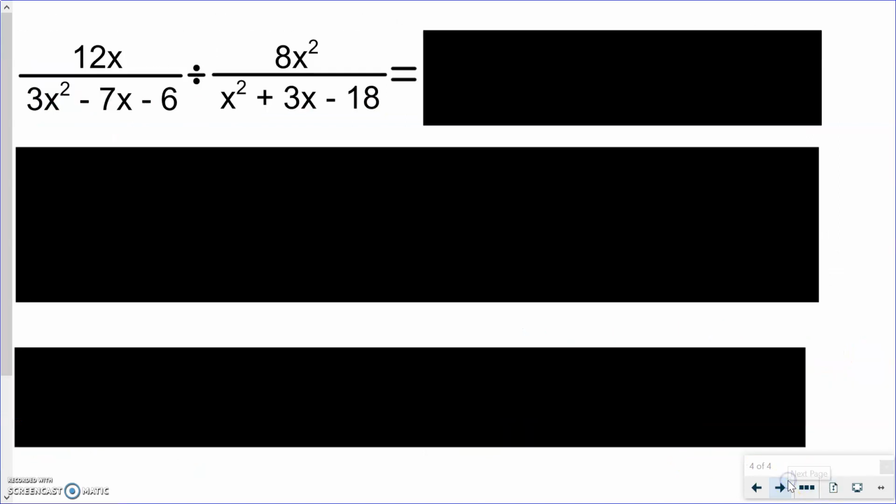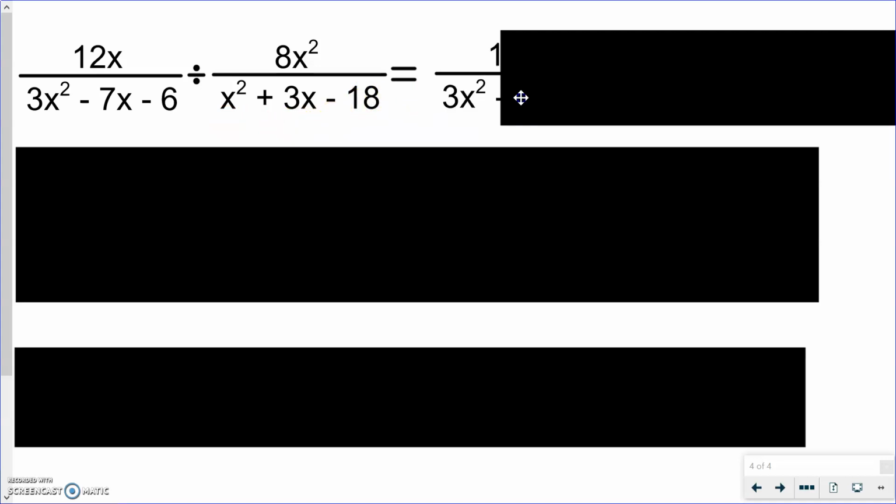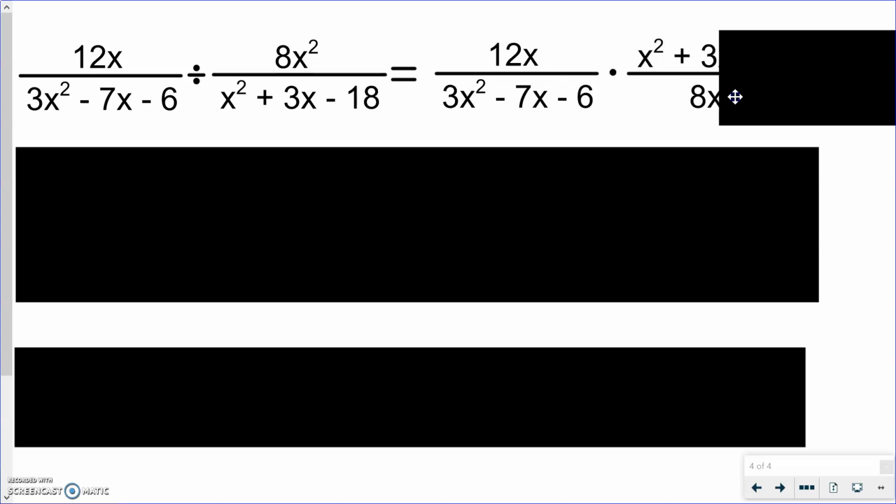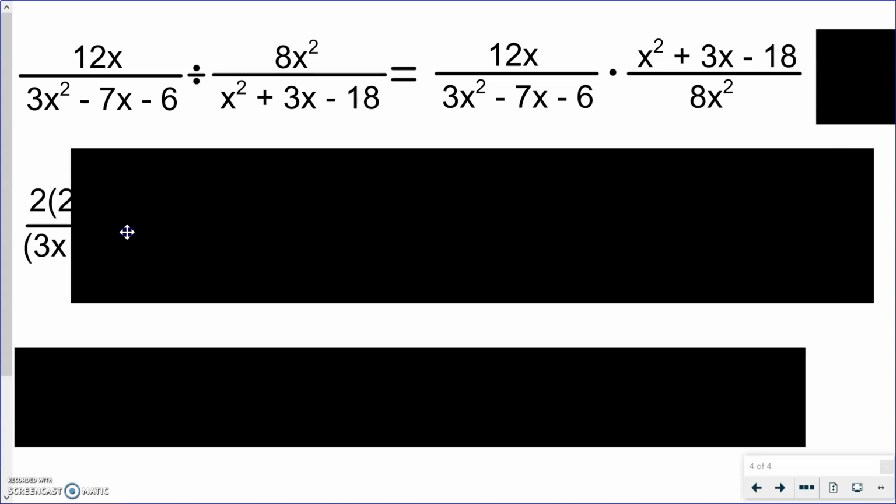Let's do one more. Here's the problem. 12x divided by 3x squared minus 7x minus 6, divided by 8x squared divided by x squared plus 3x minus 18. So first, fix that problem. The first fraction stays the same. Change the division sign to a multiplication symbol. Flip that second fraction. From there, we're going to factor and make one big fraction.